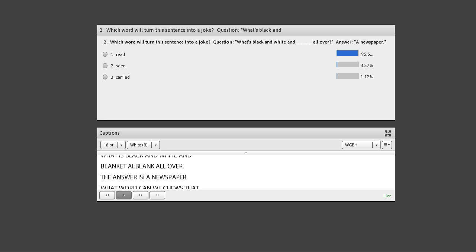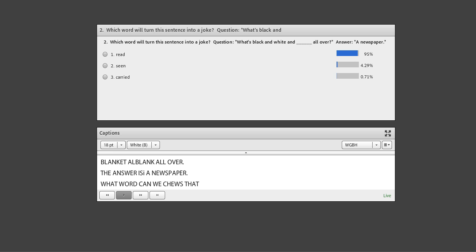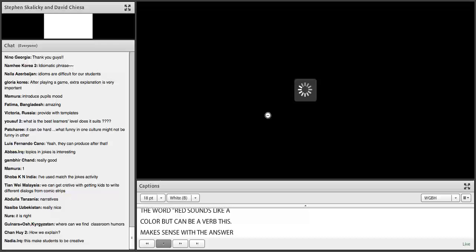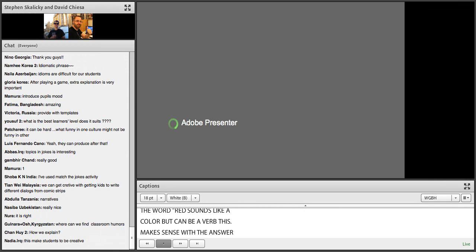Some people are choosing seen, some people are choosing carried. Well, the typical answer here would be number one, read, because the word read sounds like a color, but can also be a verb, and this makes sense with the answer being newspaper. It's black and white, but also red. Okay, good job. So that's exactly what you would ask your students to do.